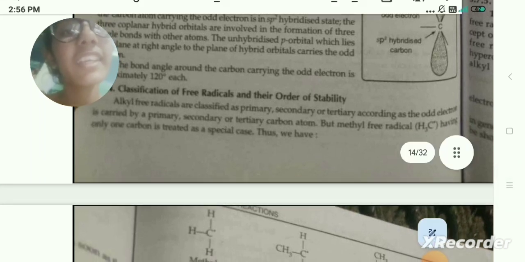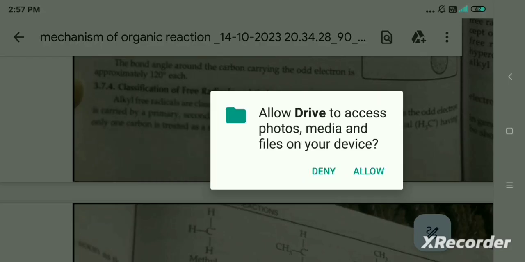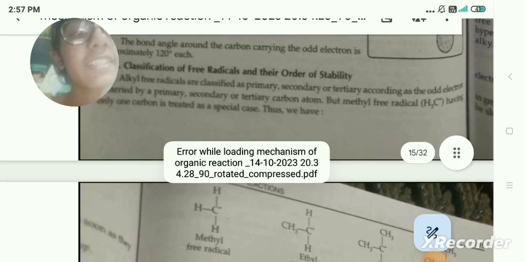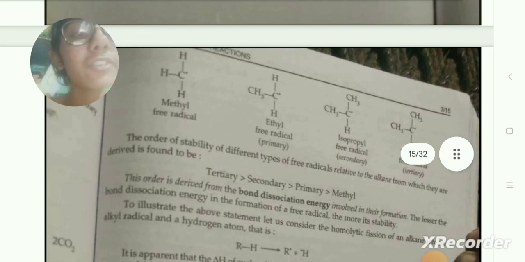Classification of free radicals and their order of stability. Alkyl free radicals are classified as primary, secondary, and tertiary according to whether the odd electron is carried by a primary, secondary, or tertiary carbon atom. But the methyl radical, CH3, carrying only one carbon, is treated as a special case. The order of stability of different types of free radicals, relative to the alkanes from which they are derived, is found to be: first tertiary, then secondary, then primary, then methyl. This order is derived from the bond dissociation energy involved in their formation. The lesser the bond dissociation energy in the formation of a free radical, the more stable it is.